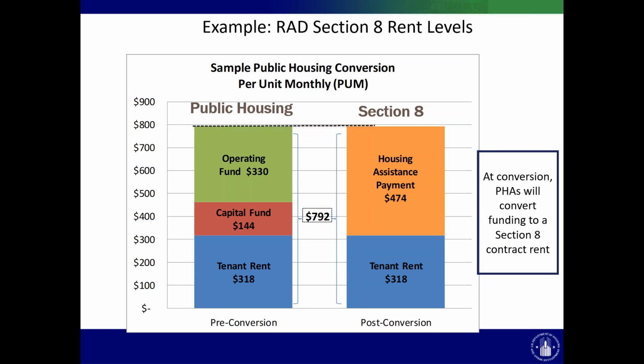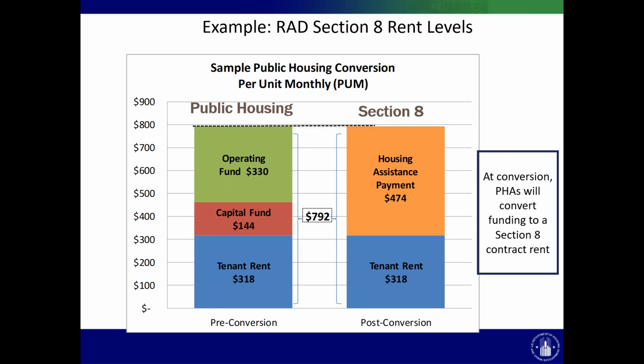Once converted onto Section 8, that's the number that's in the HAP contract. $792 is the contract rent. So the next day, when the tenant is paying $318, the HAP payment, the subsidy, is now $474. If tenant rent goes up, the HAP subsidy goes down. If the tenant rent goes down, the HAP subsidy goes up.